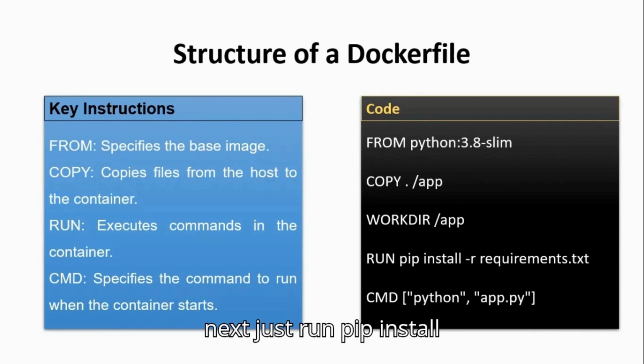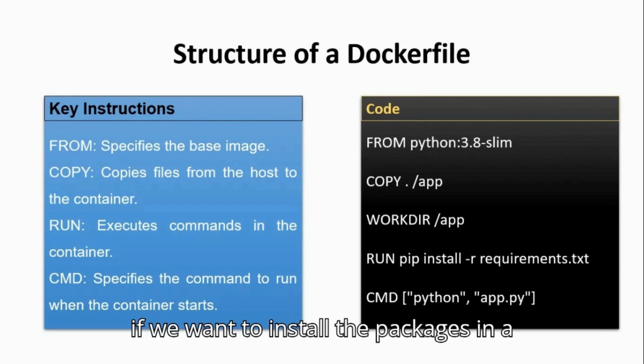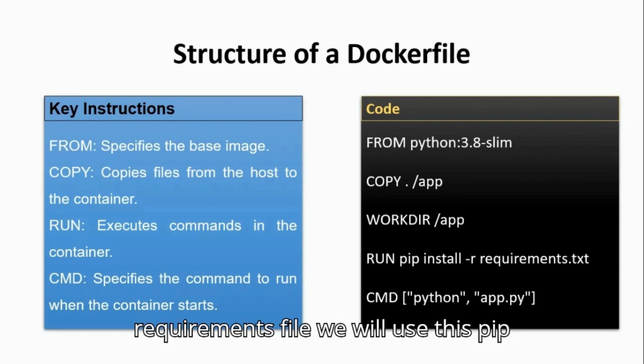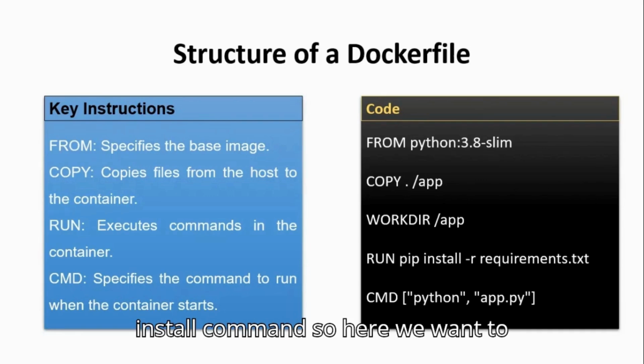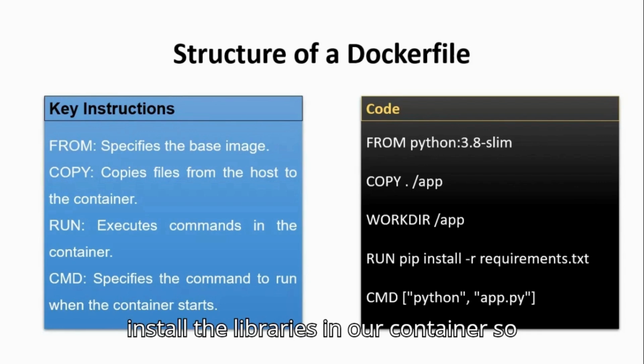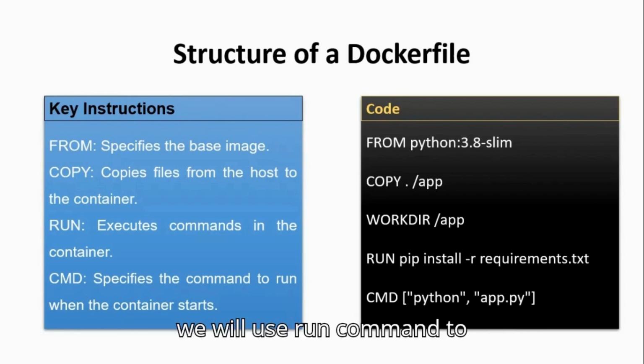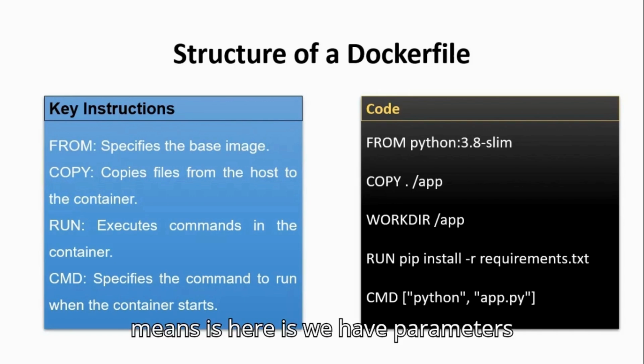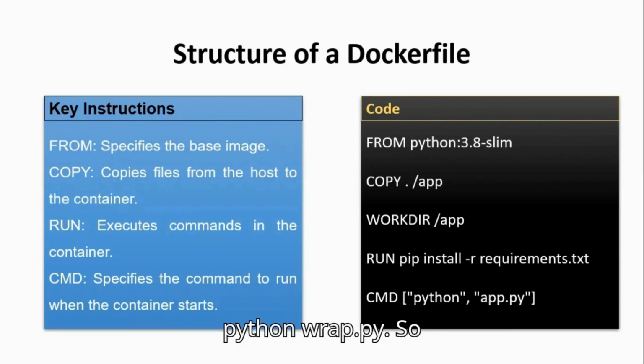Next is RUN pip install -r requirements.txt. We will use this pip install command if we want to install all the packages in a requirements file. So here we want to execute that, that means we want to install the libraries in our container. So we will use the RUN command to execute this pip install. Next is CMD. What it means is here we have the parameters python and app.py. So here we are specifying the command to run the application using the CMD instruction.